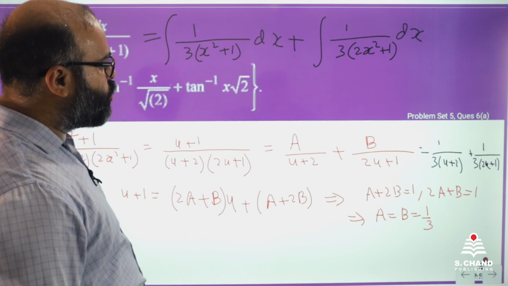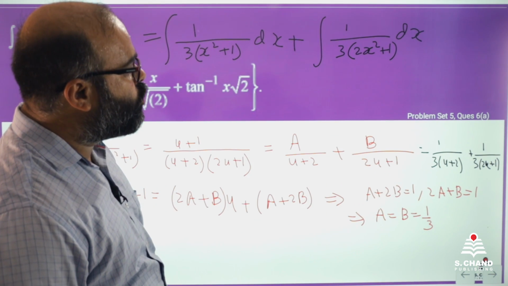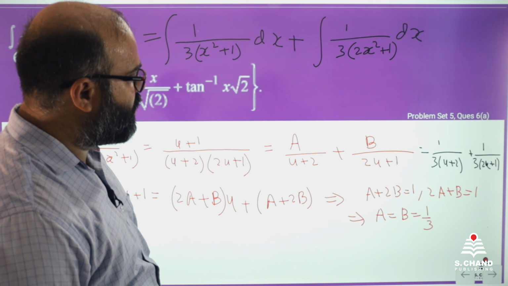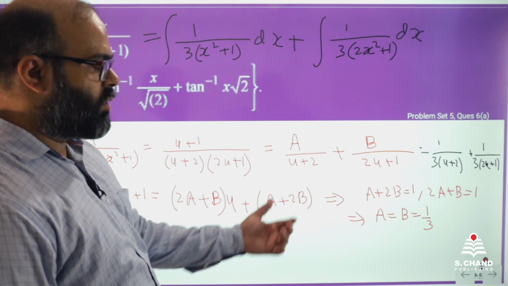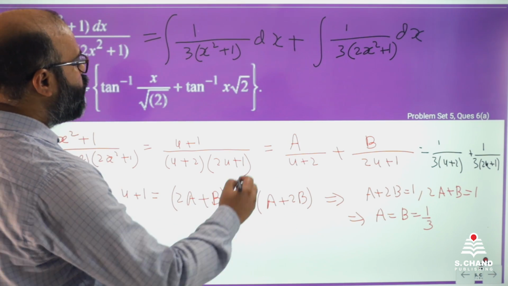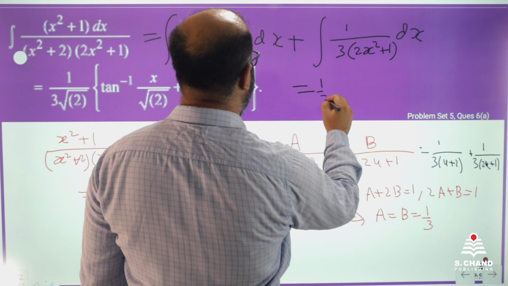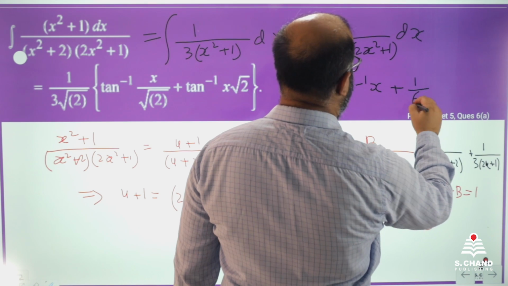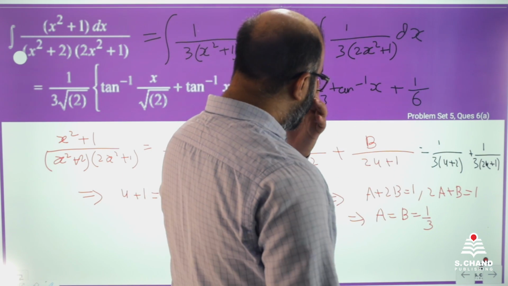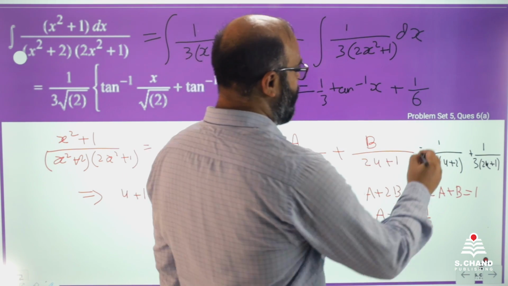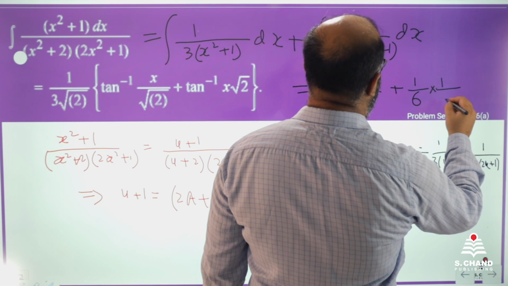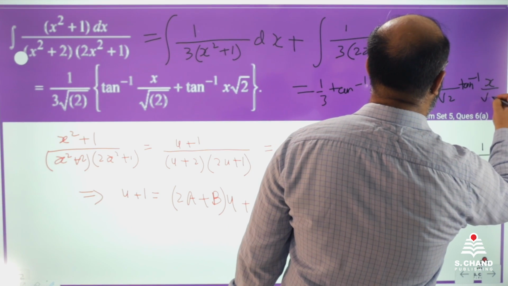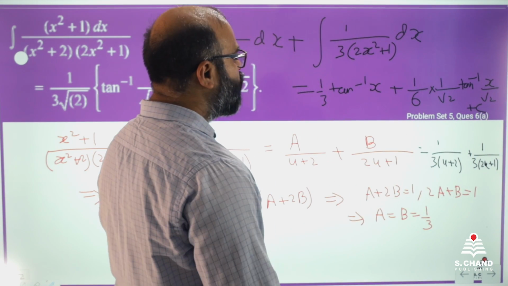Now you can cross check also. If you take the LCM, you will get (3u plus 3) by 3, that is u plus 1 by the denominator. That is fine. Now you can write the answer here. This is 1 by 3 tan inverse of x by the formula, and this is 1 by 6 when you take 2 outside, and x square plus 1 by root 2 square, that will be 1 by a, that is root 2, tan inverse of x by root 2 plus c. So this will be the final answer.